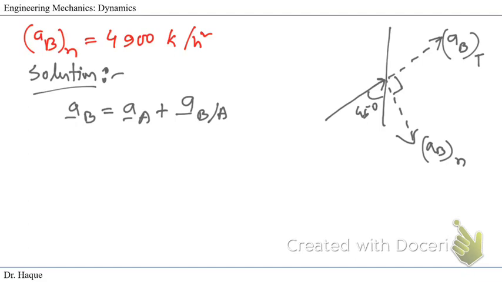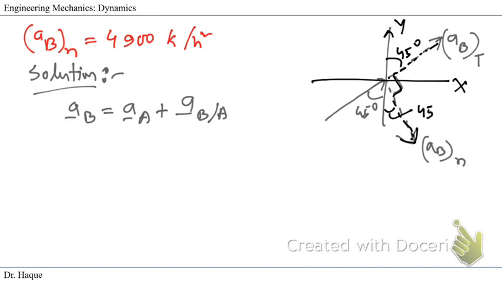So to solve this problem, we again need the x and y coordinate system, which is easier to solve. So for this part, this tangential component will have an x and y component, and also the normal component of the acceleration will again have an x and y. Since this is 45, this is 45, and this is 90, so this will again be 45 degree. So now let's write the equation.